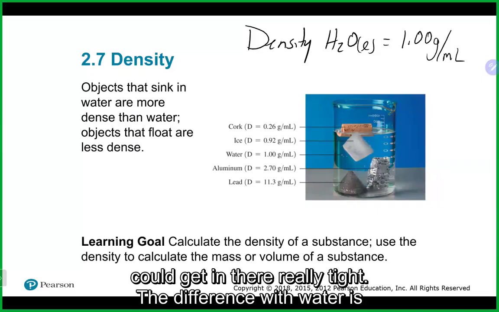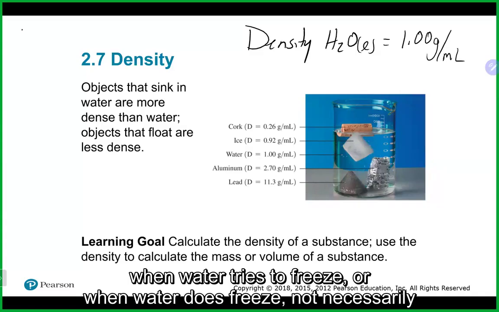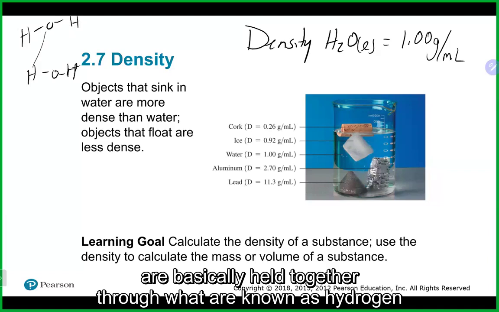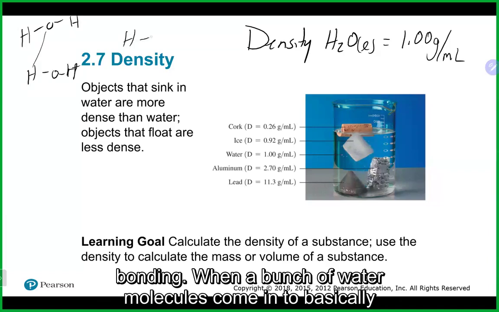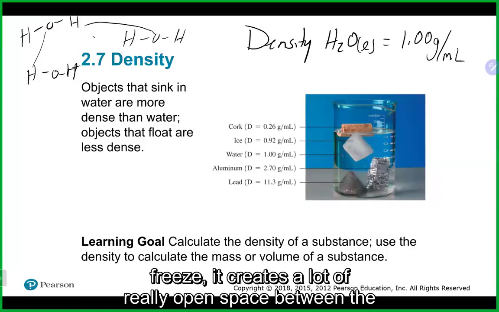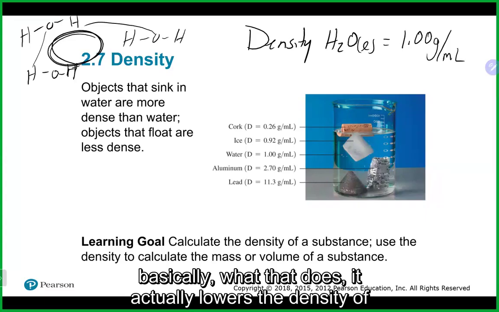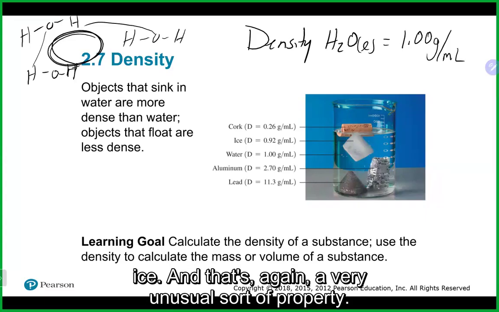The difference with water is when water freezes, it doesn't have as much energy, and water molecules are held together through what is known as hydrogen bonding. When a bunch of water molecules come in to freeze, it creates a lot of open space between the different water molecules, kind of swells it, if you will. And basically what that does is lower the density of ice. And that's, again, a very unusual property.